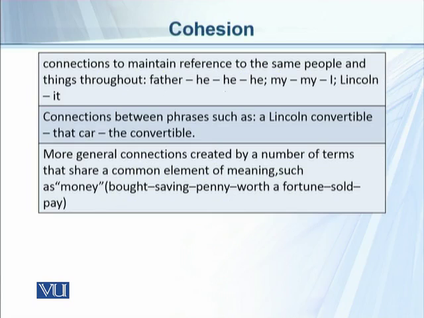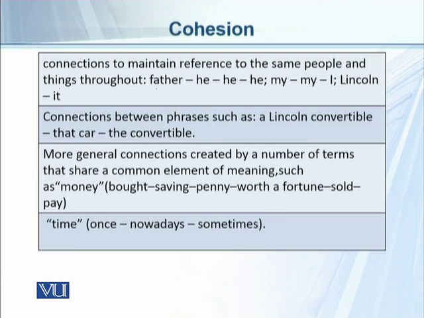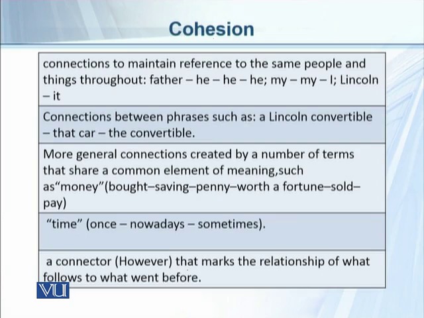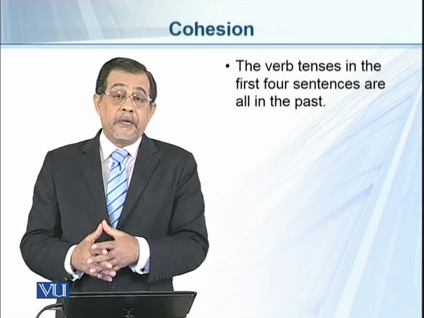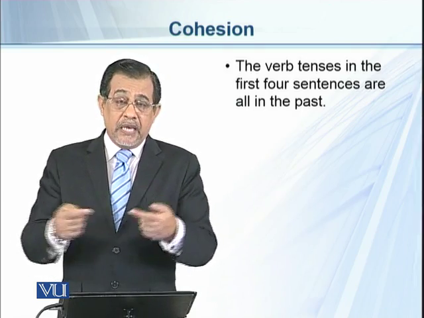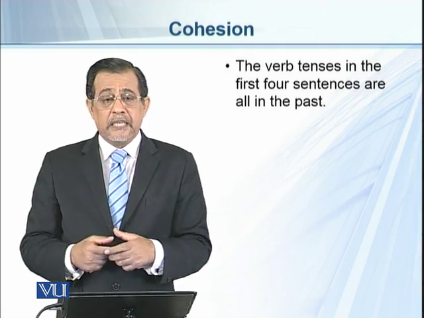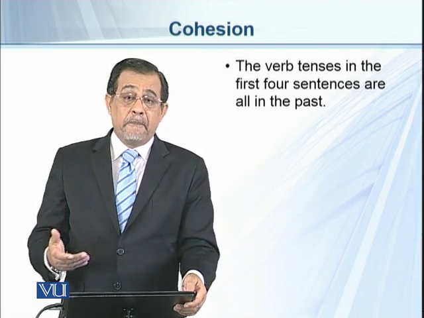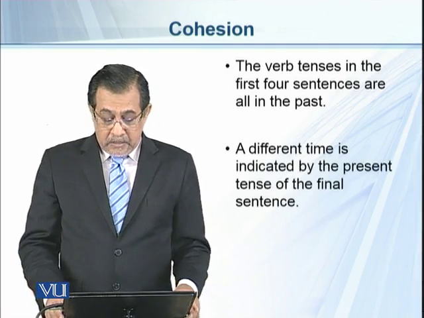All these are connected to each other and they help the reader and the listener understand the complete meaning of the text. Similarly, there are certain phrases which refer to time, to give us a sense of time in the structure: once, nowadays, sometimes. Similarly, we have a connector, however, which tells us what has gone before and what will come after. And when we look at the verbs of this text, we find that four of the sentences are in past tense, so they are connected to each other through their tense, and one sentence is in present tense, which tells the present situation.